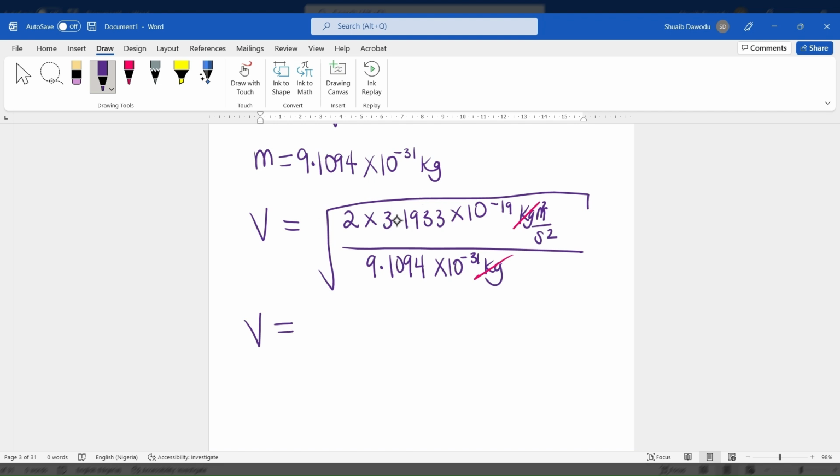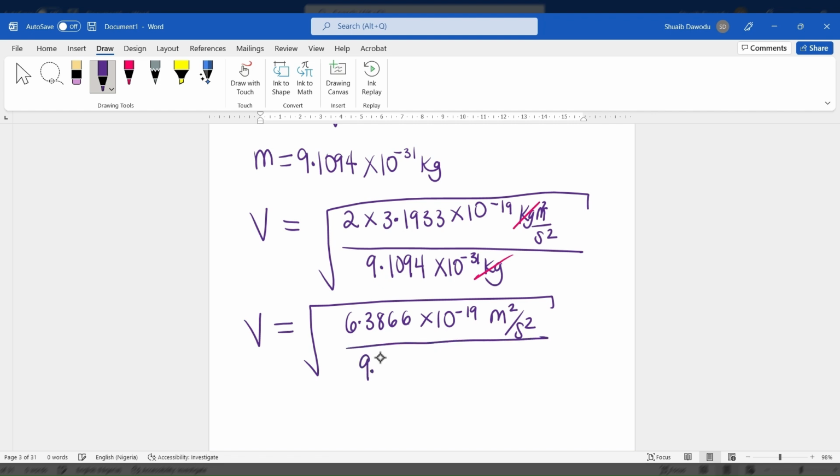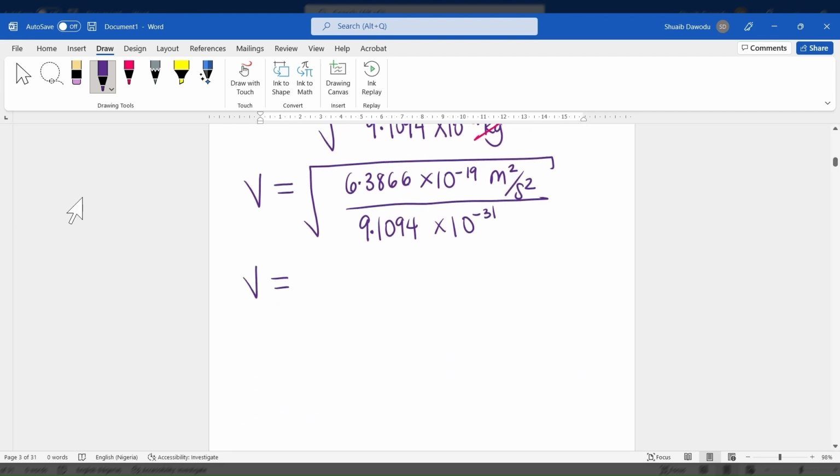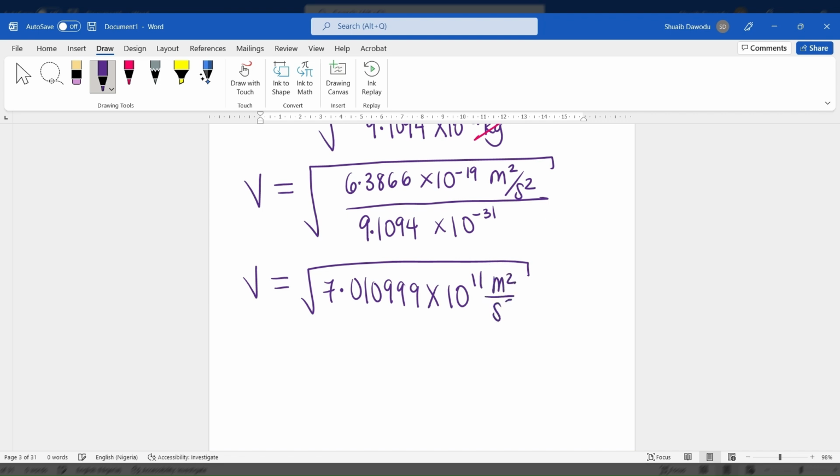So 2 times 3.1933 times 10 to the power of negative 19 is the same thing as 6.3866 times 10 raised to the power of negative 19 meters squared per second squared divided by 9.1094 times 10 raised to the power of negative 31. So V squared is equal to 7.010999 times 10 raised to the power of 11 meters squared per second squared.